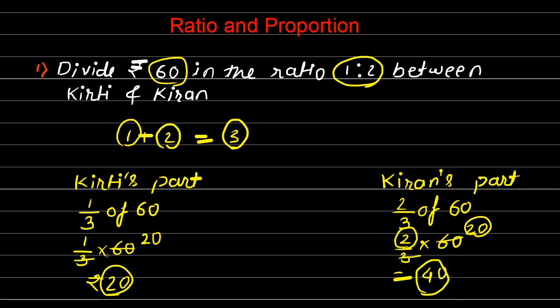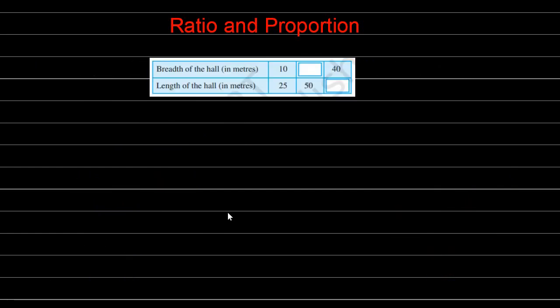Very simple. Let's take another example. So our next example is here. Breadth of some hall is given in meters and length of the hall is also given in meters. So you can see in meters is written, that means we are comparing the quantity. So they are supposed to be in the same unit. Right now, they are in meters. So the breadth of the hall is 10 meters and the length of the hall is 25 meters here.